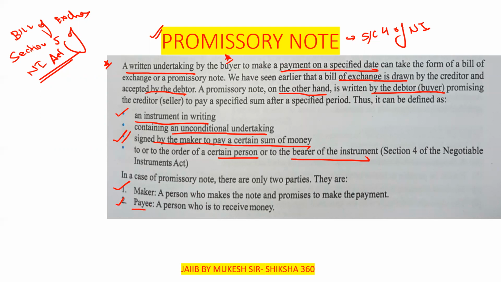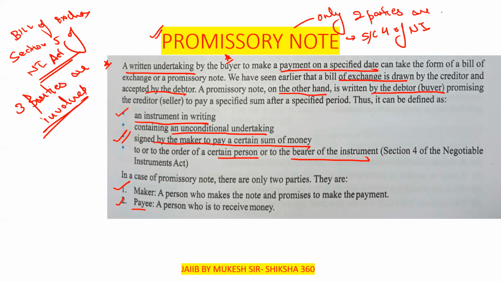Please remember the next important difference: in a bill of exchange, three parties are involved. On the other side, in a promissory note, only two parties are involved. Please remember all these important differences, clear? These things are very important from the examination point of view. So remember what a promissory note is and what a bill of exchange is.